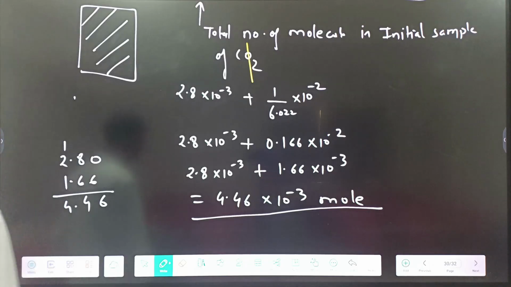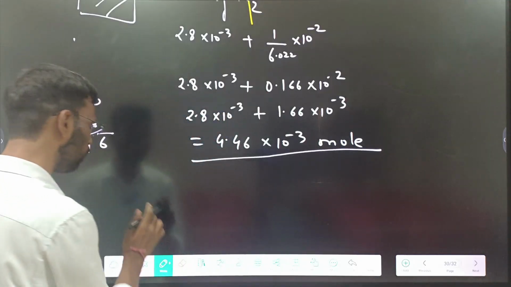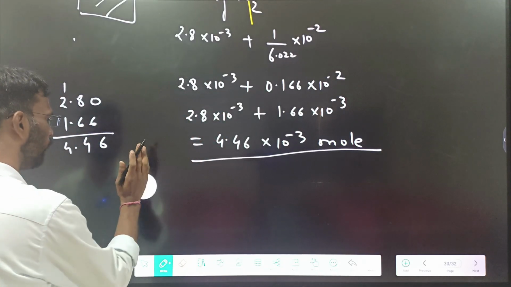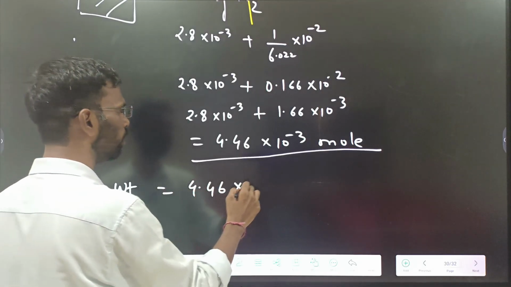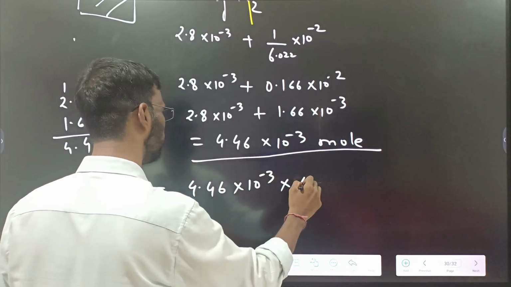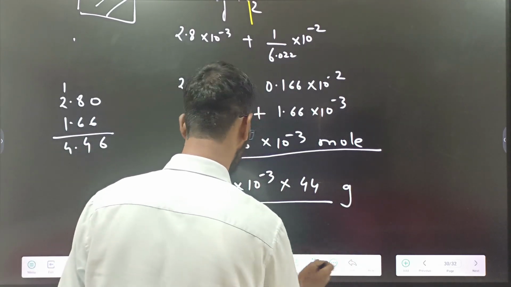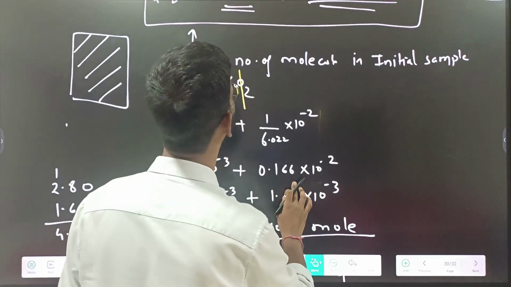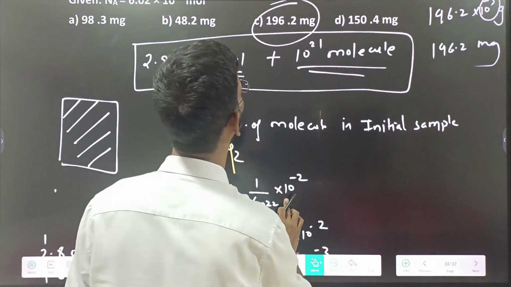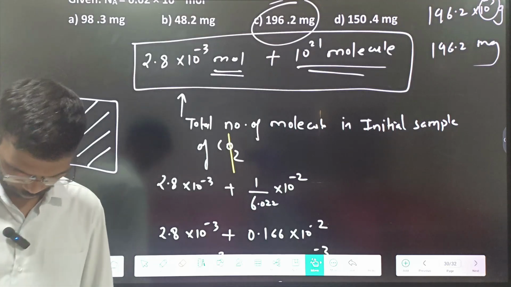So multiply this with the molar mass of carbon dioxide, that is 44, right? So weight will be 4.46 into 10 raised to minus 3 into 44. This answer will come in gram, and this 496.2 milligram will be the answer for this.